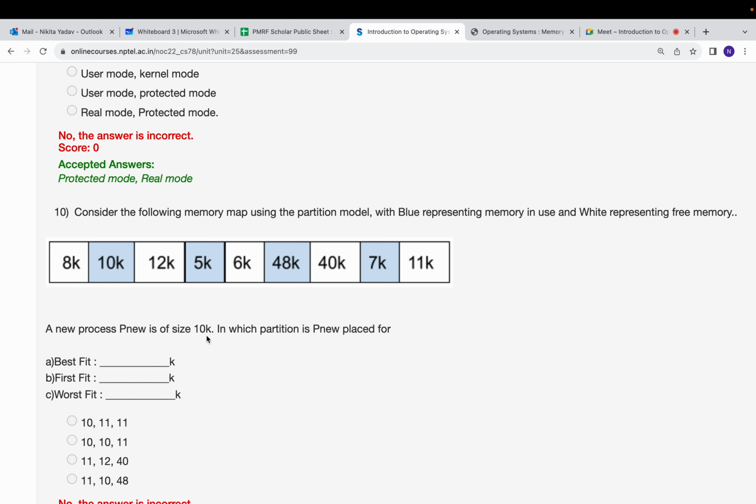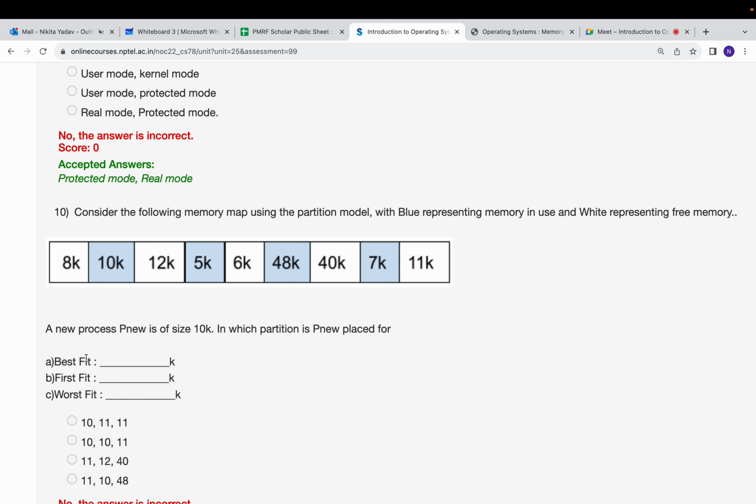So your request chunk has size 10 kilobytes. Best fit means you will have to look at all of the free chunks, and you have to find the smallest chunk whose size is greater than or equal to 10k. Here the smallest with size greater than or equal to 10k is the 11k chunk. So you can put your new process in this last chunk, 11k. So for best fit your answer is 11.